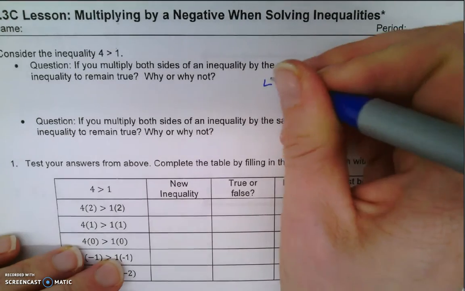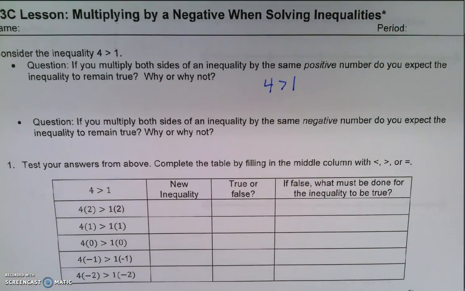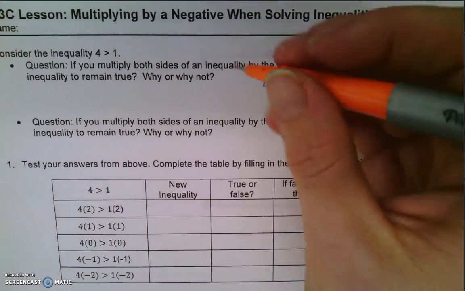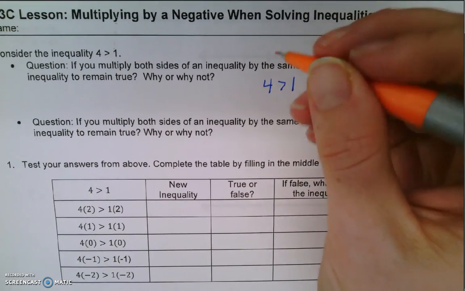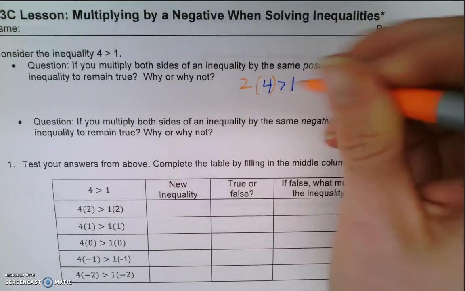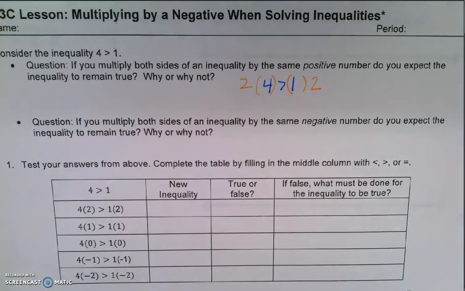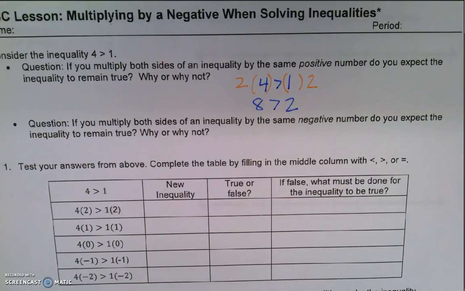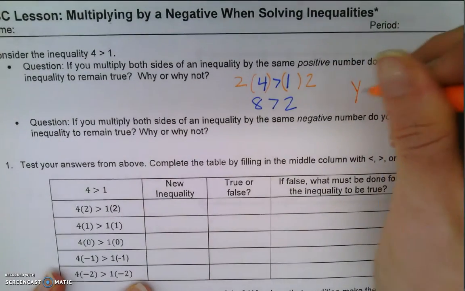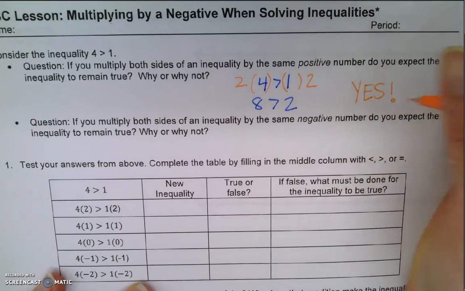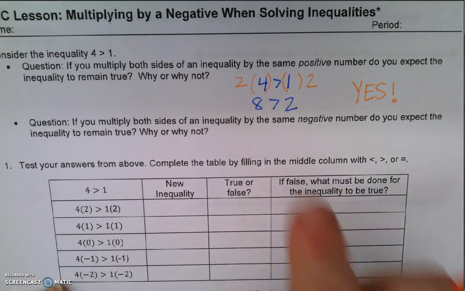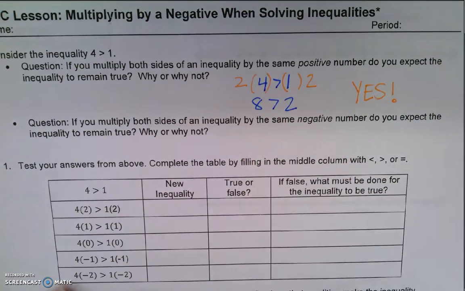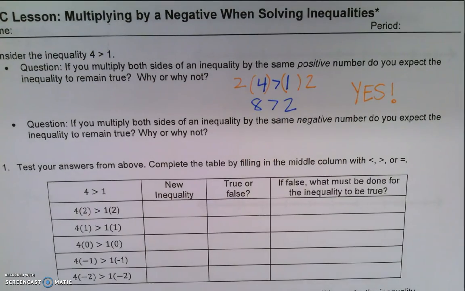Let's think about this. If 4 is greater than 1, what's a positive number I could multiply both sides by? 2, that sounds great. So if I multiply both sides by 2, using my parentheses here, is 8 still greater than 2? Yes. And that's because 2 groups of 4 is still more than 2 groups of 1. So that's why that's a true statement.